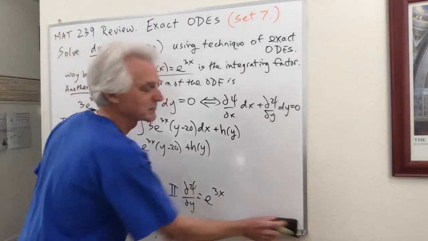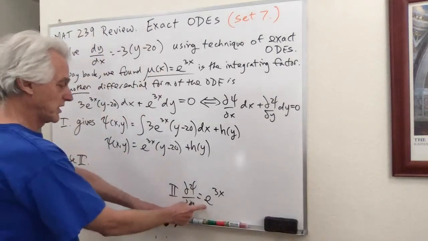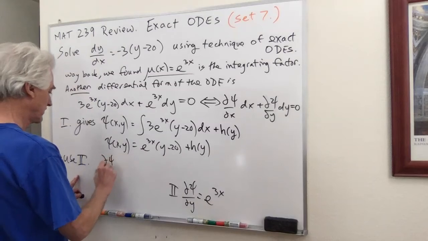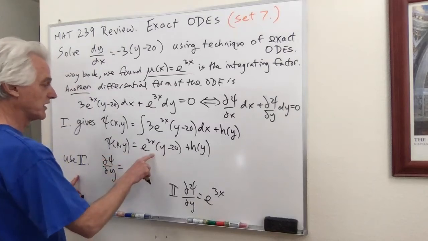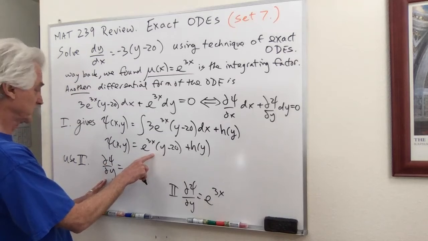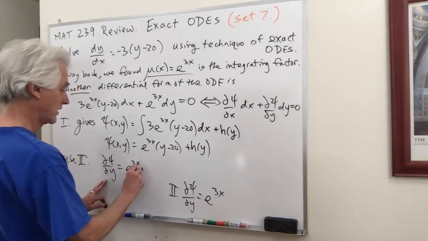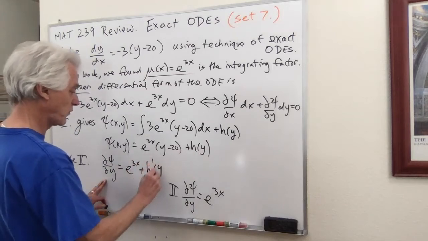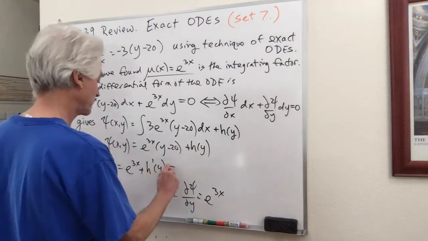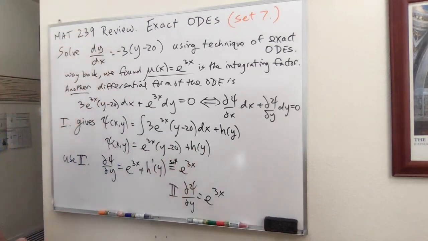Now use 2. Sometimes it's going to have a little bit more bite than this one. But now I'm going to just take this partial answer and plug it in here. So what happens if I take dψ/dy for this? Well, the only thing that multiplies y is e to the 3x, and then plus h prime of y. That's the derivative of this expression with respect to y. And I'm told that that's got to be e to the 3x. That's what 2 says.